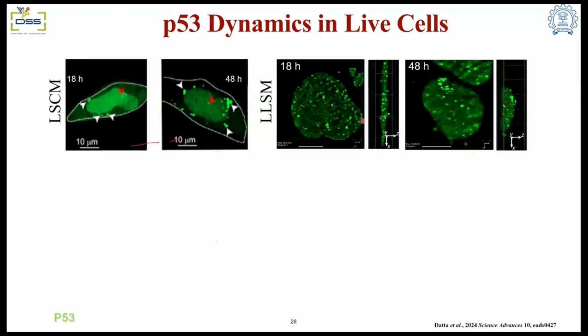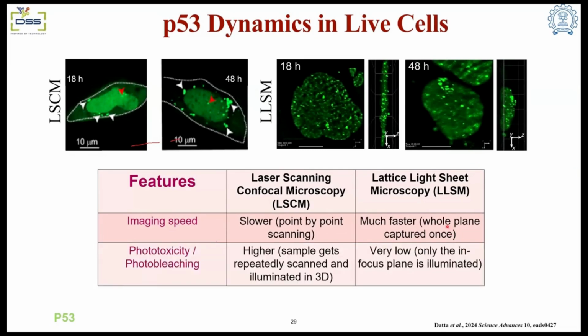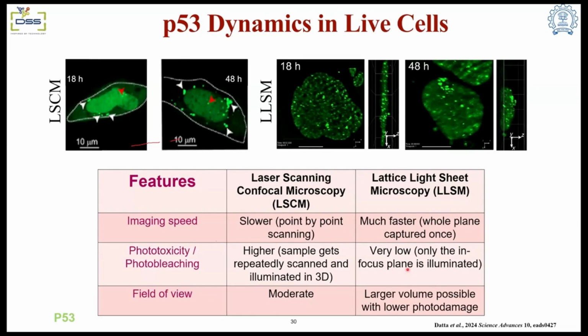Here, this is the work done in laser scanning confocal microscopy. Here also you can see the cluster is visible, and the same study he has done in the lattice light sheet. But why he chose the lattice light sheet, you can see very clearly in the images also: the imaging speed in the confocal is quite slow compared to the lattice light sheet. Of course, we get very low phototoxicity in lattice light sheet microscopy, and the field of view is also bigger, with a larger volume.